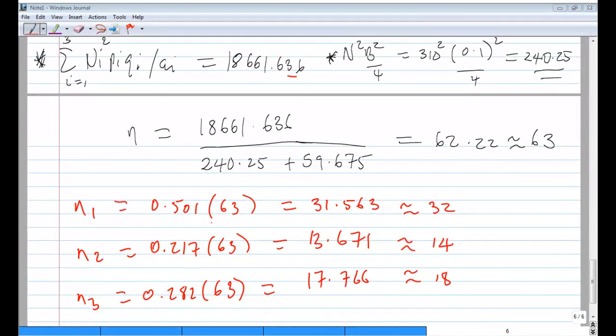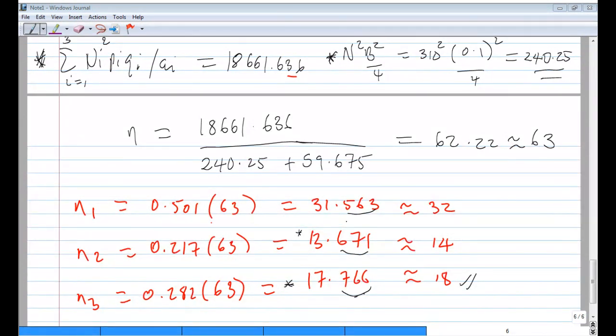To round, like I said before, you have to check the decimals here. Which one is the biggest one? The first one is this one, isn't it? Because it's 671. Sorry, this one is 766. So that means this one is okay. You round it off to 18.